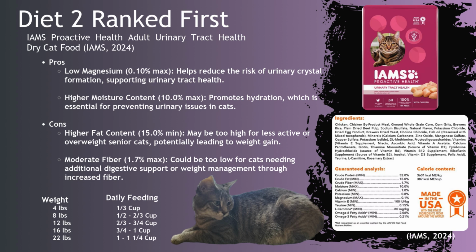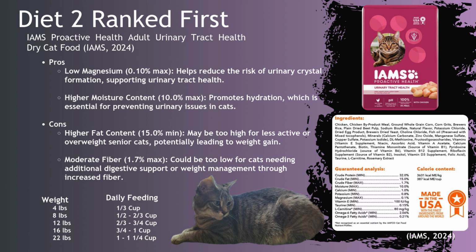Diet 2 was ranked first. It's the ANIM's Proactive Health Adult Urinary Tract Health Dry Cat Food. The pros to this diet are low magnesium, 0.10%, helping to reduce the risk of urinary crystal formation, supporting urinary tract health, and it has a higher moisture content of 10% max. Promotes hydration, which is essential for preventing urinary issues in cats.